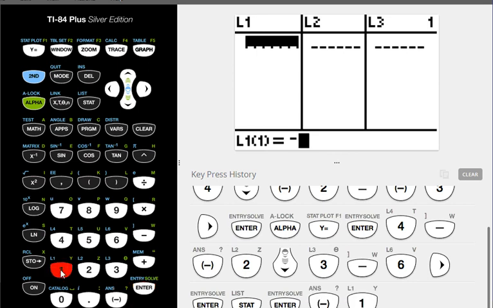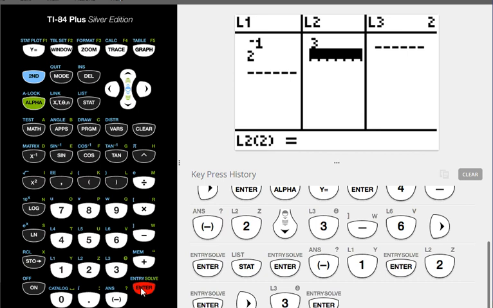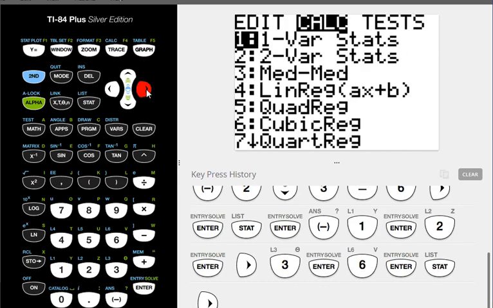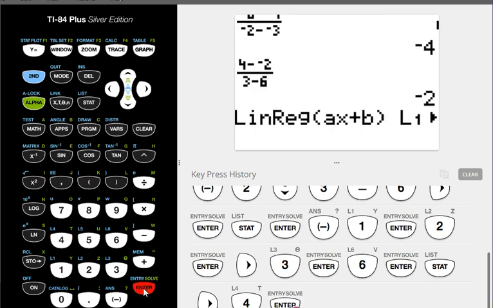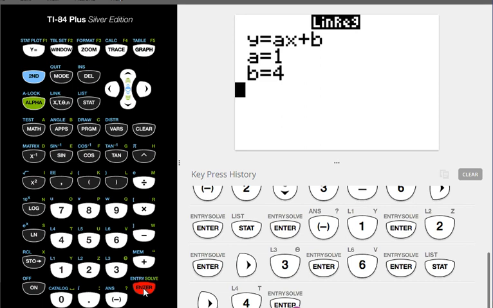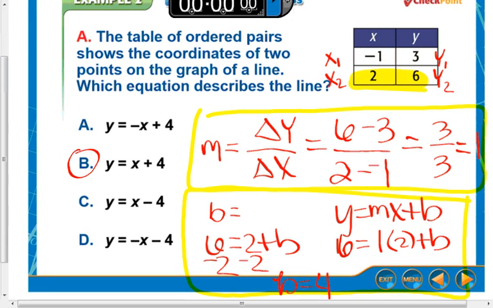That was negative 1, 2, go to the right, 3, 6. Okay, now that I have my table in here, what do I hit? And the answer's not enter. It's stat, go to the right to calc, 4, and enter until I get to calculate. And ladies and gentlemen, I get y equals 1x plus 4, exactly what our answer is. Y equals 1x plus 4. Because we all know that there's a ninja 1 right in front of that x, right? Okay.